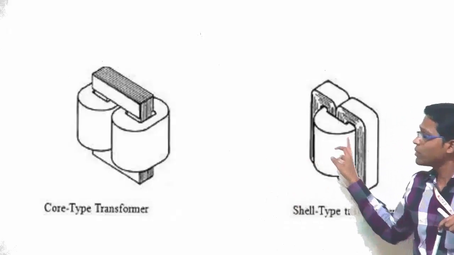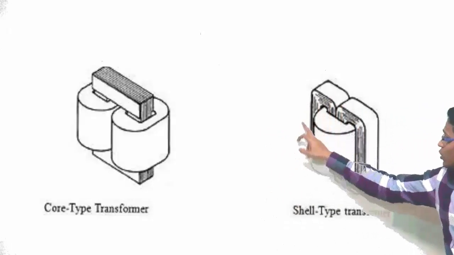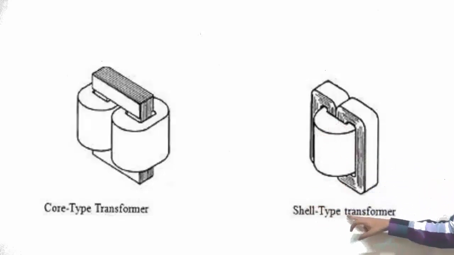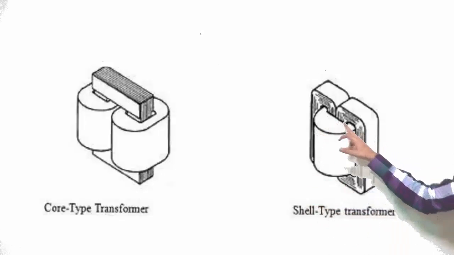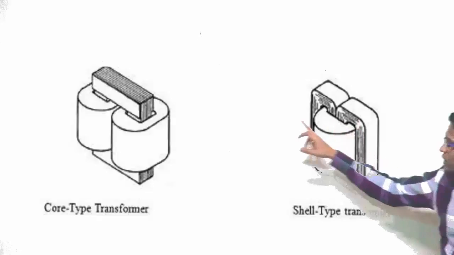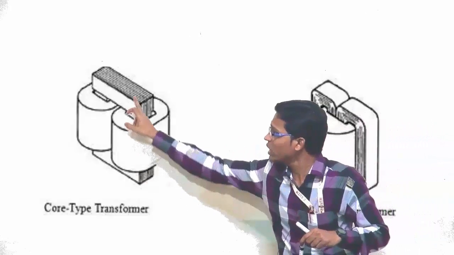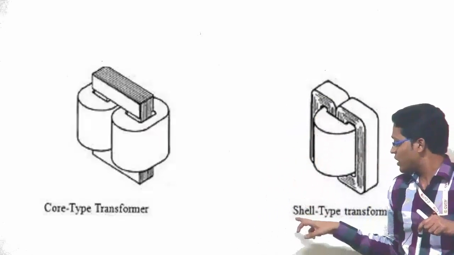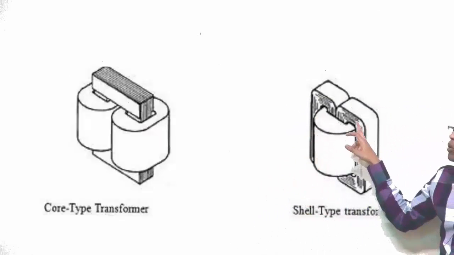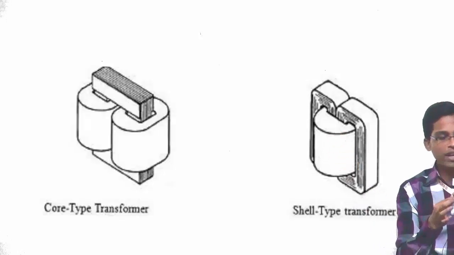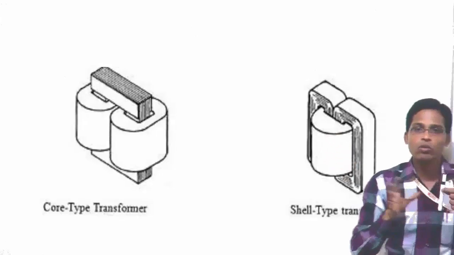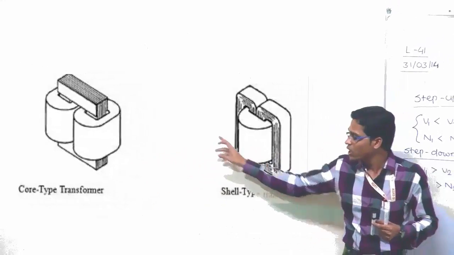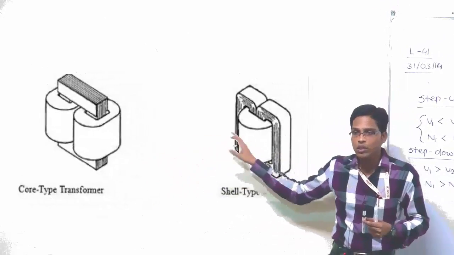In case of shell type, just the opposite. Here, this is your core on the outer side, and the winding is present inside. That means in a shell type transformer, the core surrounds the winding. Just the opposite. In the core type, the winding surrounds the core, covering some part of it. In the shell type, the winding will be present here, and the outside core will be present. So just the opposite case. Just by looking at the diagram, we can easily identify which one is a core type transformer and which one is a shell type transformer.